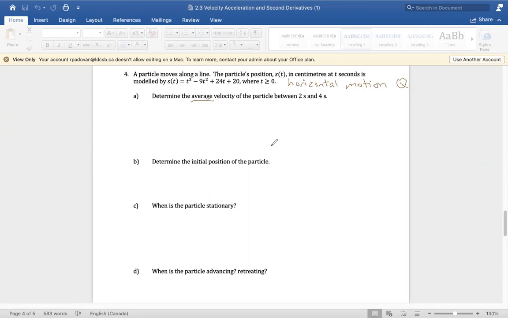Determine the average velocity of the particle between 2 seconds and 4 seconds. So starting at 2 seconds and ending at 4 seconds, what's the average speed? But again, velocity is giving us the direction also that it's going in. So let's just talk about what the average velocity formula is before we figure out what to do here. Velocity is talking about speed and time, right? So we're talking about the difference of the displacement, where it is, divided by the difference in time.